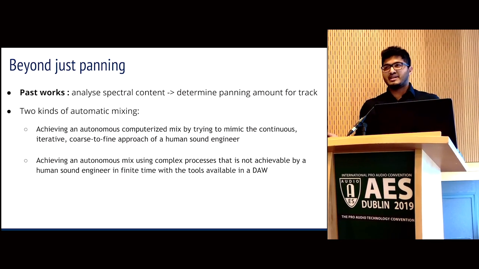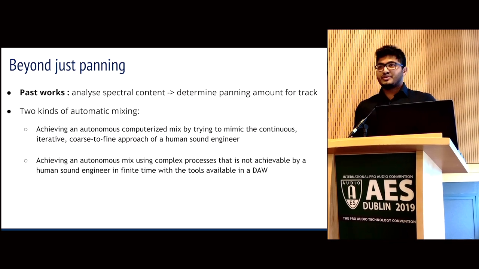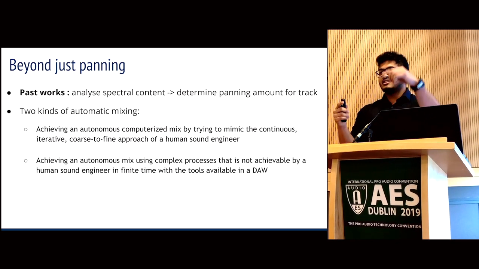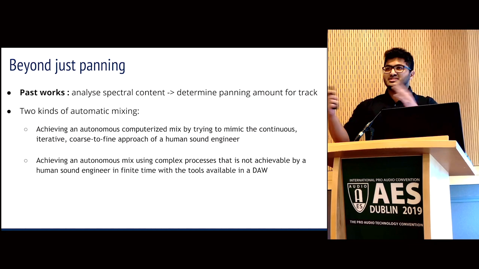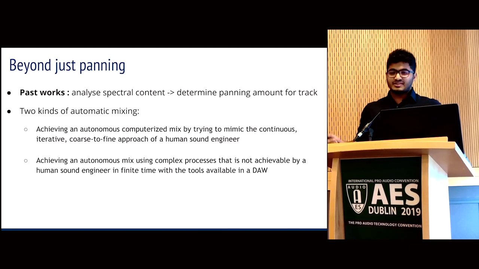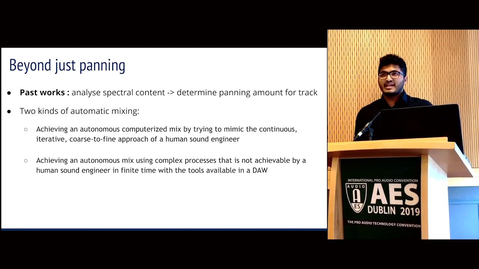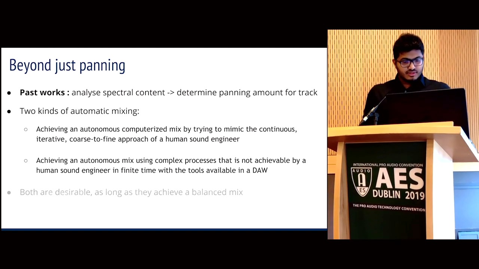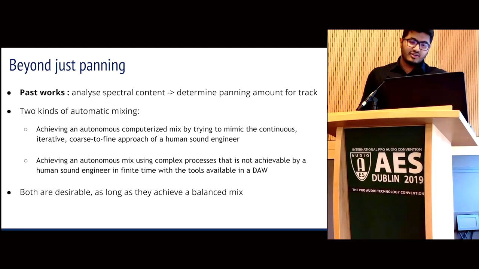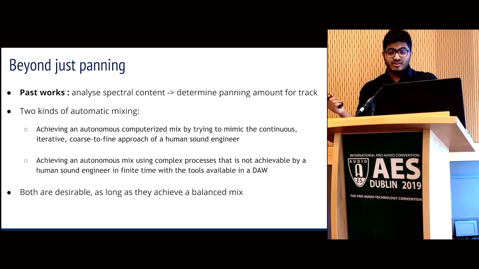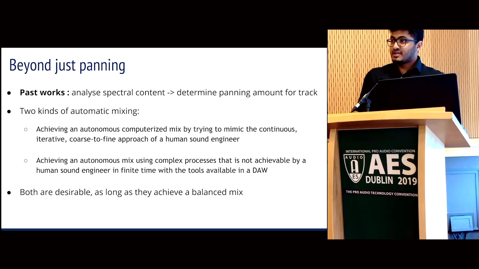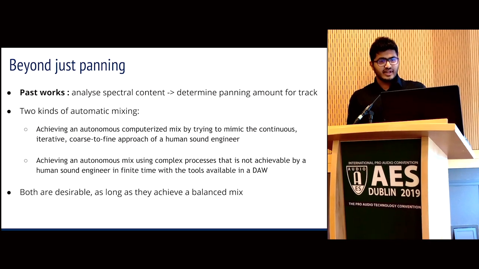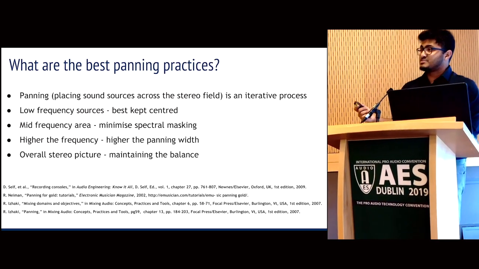I mean, you can do it. It might take a lot of time, because if you want to do frequency-based panning, you have to EQ each track, then send them to your different studio bus left and right, and that's going to take a lot of time. So in this context, automating the whole process might be useful. So yeah, both these kinds of automatic mixing methodologies are good, as long as we are able to get a good sounding mix. Right, so my approach was to look at the best practices in panning.